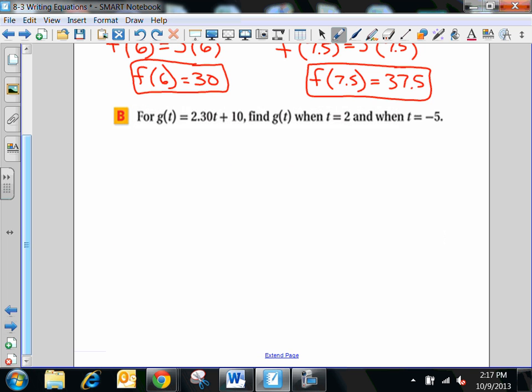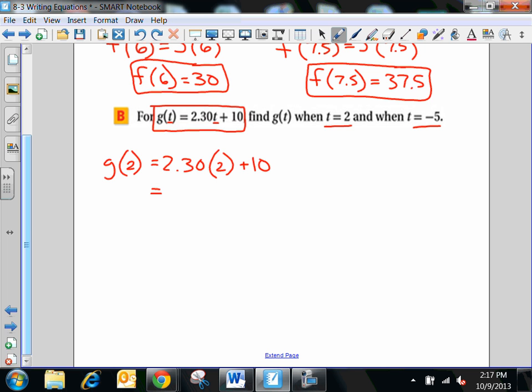Okay, so for B, I have a little bit bigger of a function. We'll call this one the g function. Okay, and now it has a t instead of an x, but it's the same basic idea. Okay, it says what is the g function when t is 2, and what is it when t is negative 5? So we plug it in for both of them. We say g of 2 is equal to 2.30 times 2 plus 10. And we saw this would be 4.6 plus 10, which is 14.6.